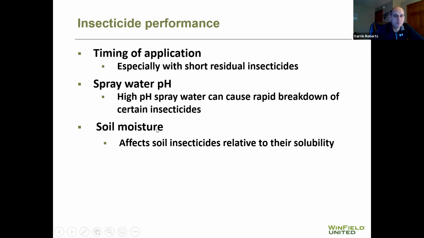Another thing to be aware of, spray water pH can impact the performance of insecticides, organophosphates. There's certain insecticides that break down in high pH water. So that's something to be aware of. And then solubility. We'll see less solubility if we have dry soil conditions.